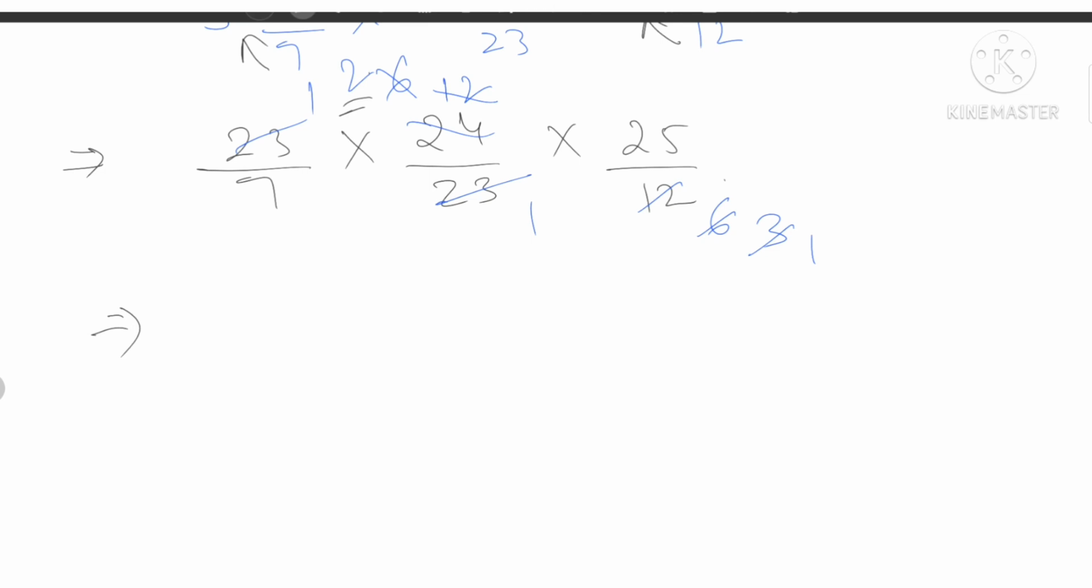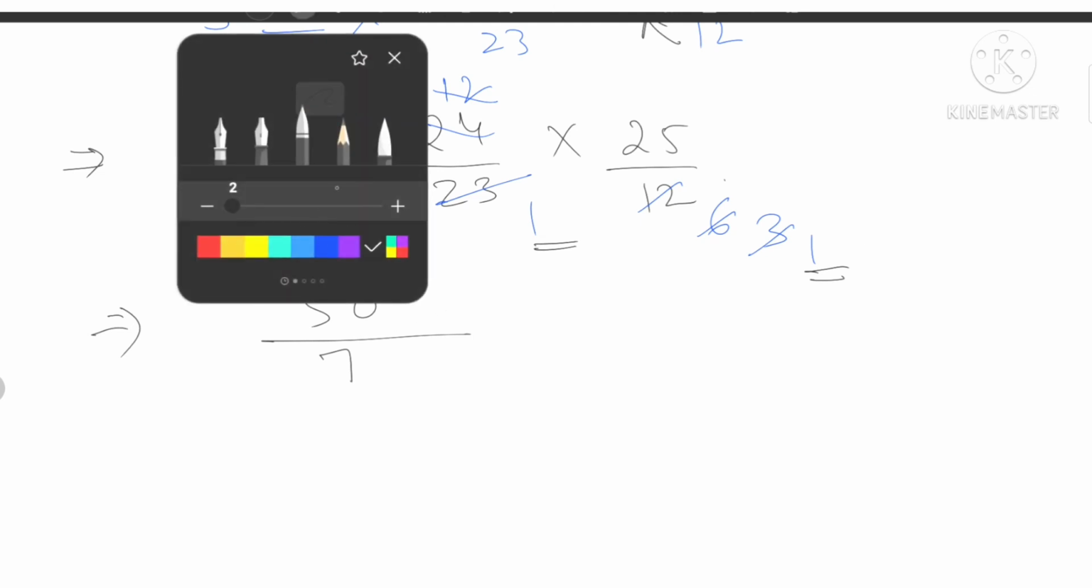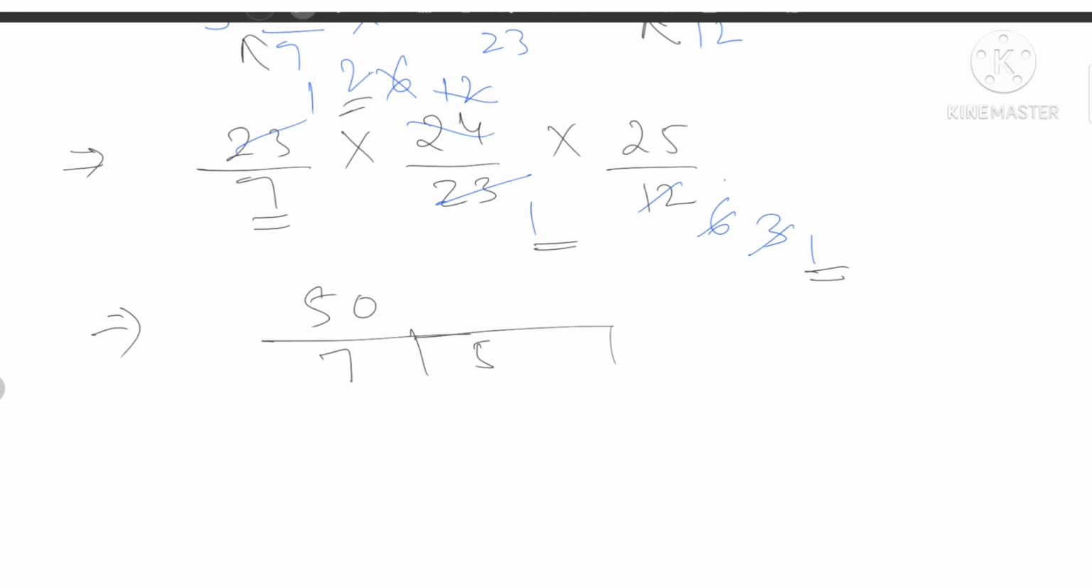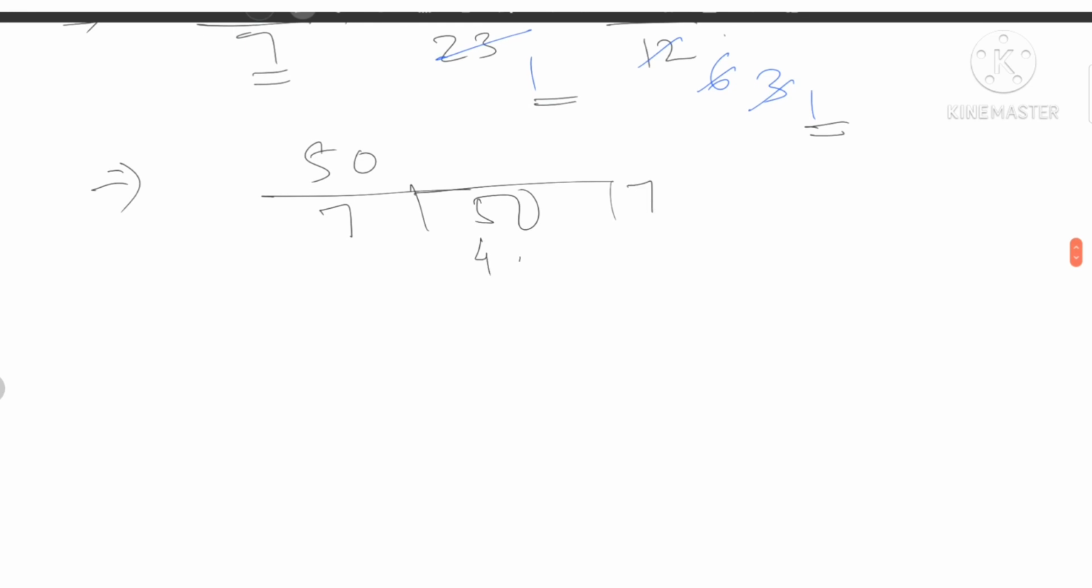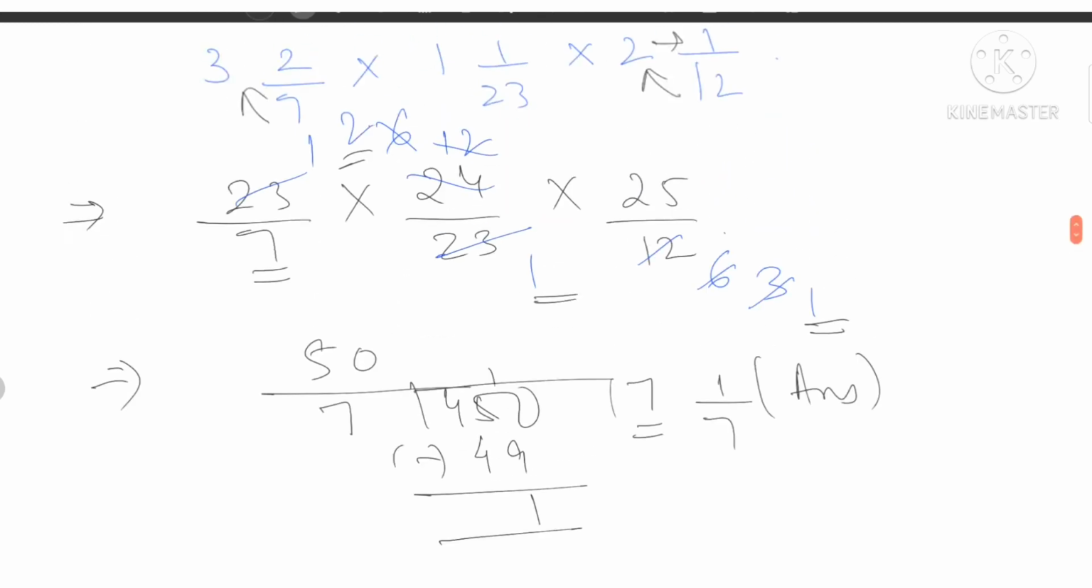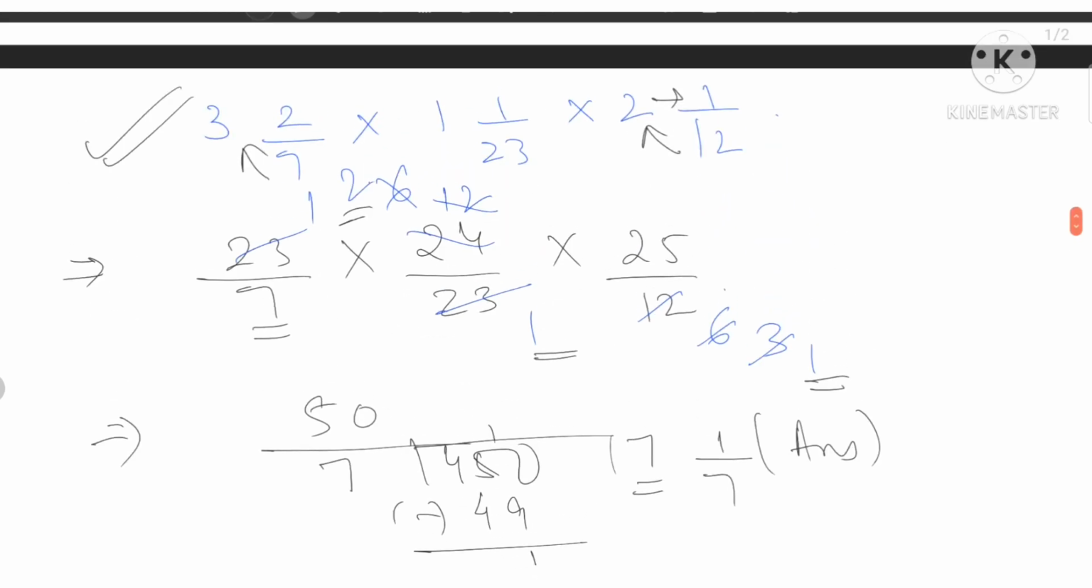So 2 into 25 will give 50 by 7, because in the denominator we have 7, we have 1 and we have 1. 7 ones are 7 and 1 is 7. Now since the numerator is larger, we'll divide it and convert it back to the mixed fraction. So 7 sevens are 49, remainder 1, 7 whole number 1 by 7. So the answer is 7 whole number 1 by 7 to this multiplication.